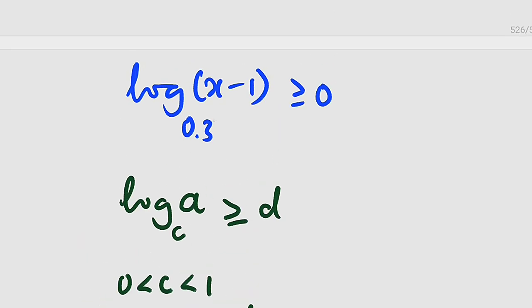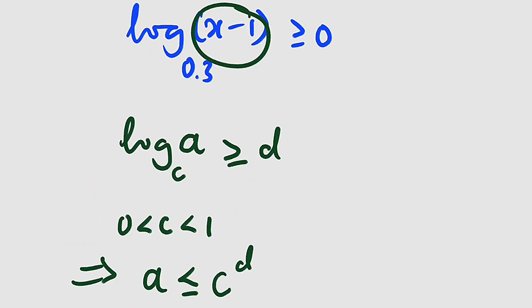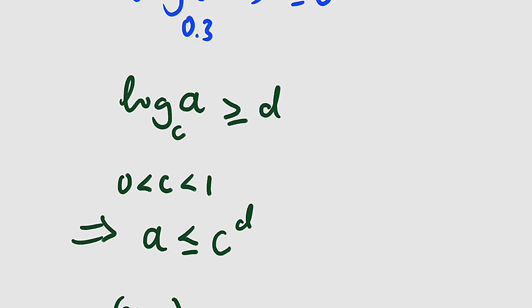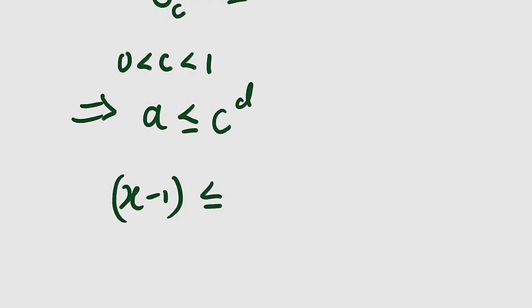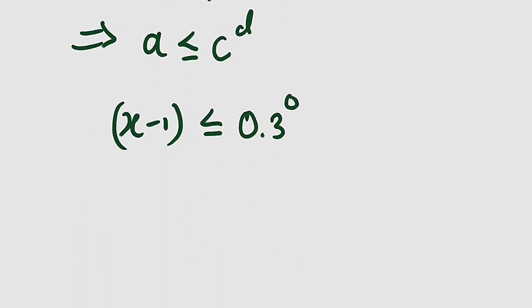And you can clearly see that our c, which is 0.3, is a value between 0 and 1, right? It is less than 1 and greater than 0. Therefore, we can transform this into x minus 1, which is the argument. The direction of the inequality will change, from greater than to less than. So we have x minus 1 less than or equal to 0.3 raised to the power of 0 on the right hand side. And we know that 0.3 to the power of 0 is 1. So x minus 1 is less than or equal to 1.